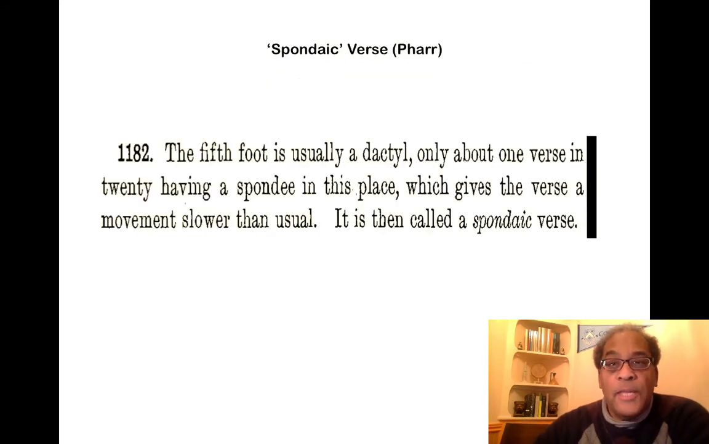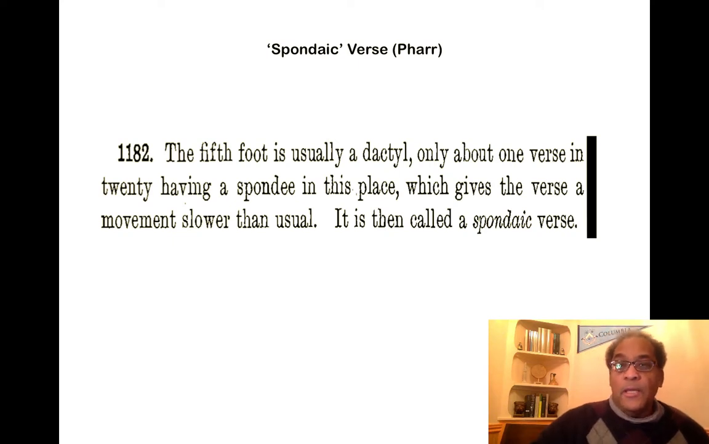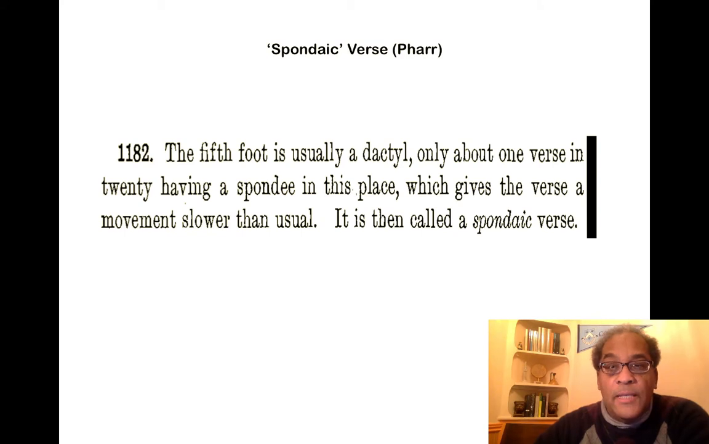So, the Spondaic verse, as Pharr has it in section 1182: the fifth foot is usually a dactyl, only about one verse in 20, however, having a spondee in this place, which gives the verse a movement slower than usual. It is then called a spondaic verse. So 1 in 20 verses will have this type of ending. Da, da, da, da.